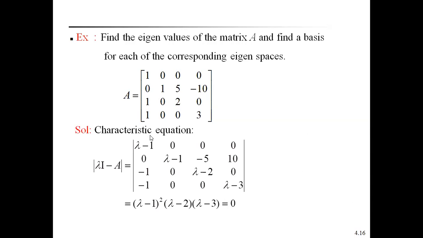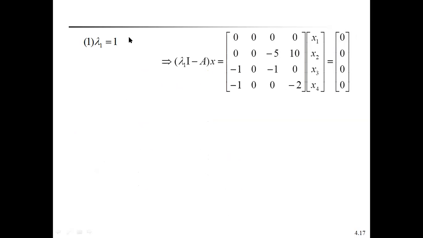First write the characteristic equation for the eigenvalues: determinant of lambda I minus A. Therefore, you can write it like this. By determining the determinant of this matrix, we get (lambda minus 1) whole squared, into (lambda minus 2), into (lambda minus 3), equal to 0. Therefore, the eigenvalues are lambda 1 equal to 1, where 1 is repeated here, lambda 2 equal to 2, and lambda 3 equal to 3.